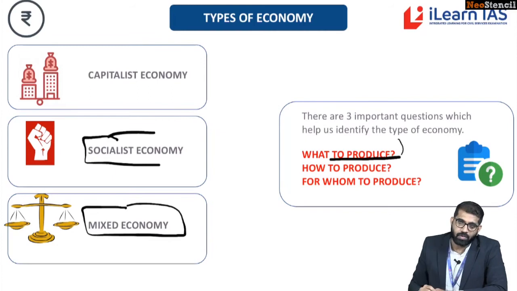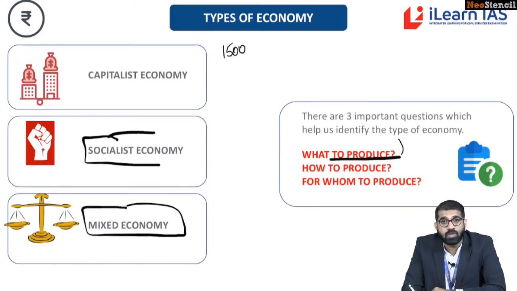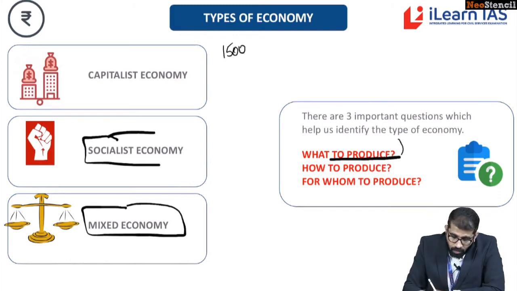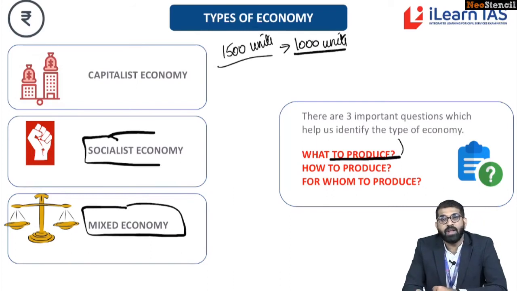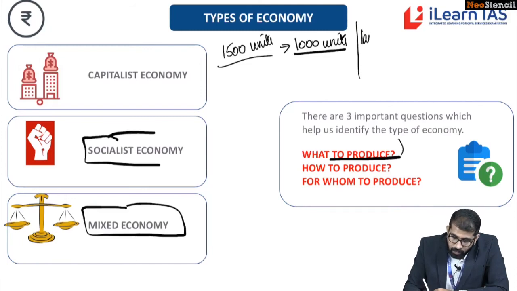How does demand reduce? For example, earlier an industry usually produced 1500 units of a product. Due to a reduction in demand, they are now only producing 1000 units of the product. When they are only producing 1000 units of a product, what will happen? They will have to lay off some of their employees. So the laying off will actually start happening, right?